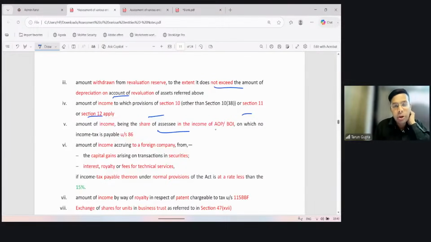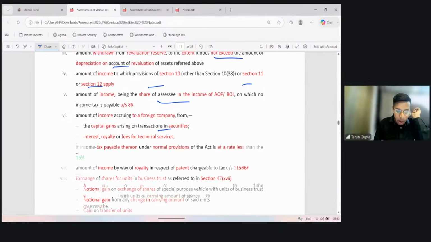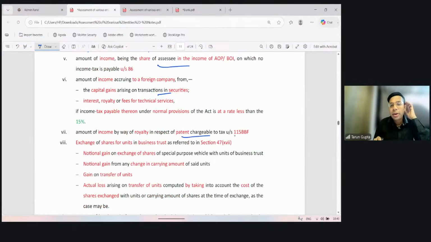Share of profit, income in AOP or BOI, on which no income tax is payable under section 86. The foreign company, the capital gain from transaction in securities, or interest, dividend, royalty, FTS, if such income is taxable at a rate less than the MAT rate of 15%. The royalty in respect of patent and chargeable under section 115BBA. So these income was not taxable. So these income are reduced, and any relatable expenditure is also added back while computing the book profit.